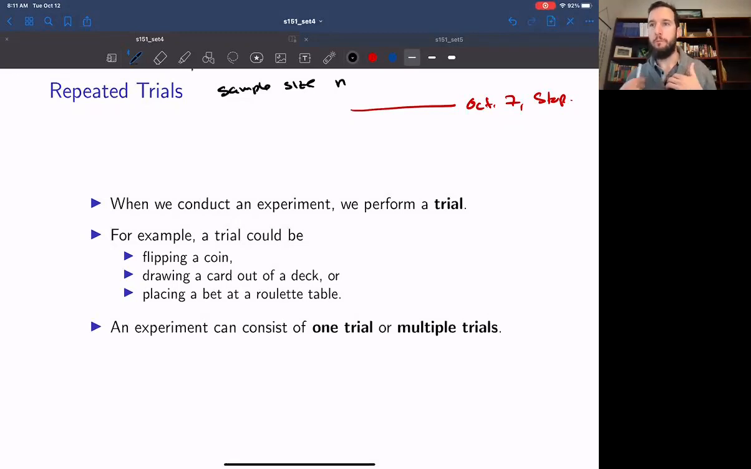Then let's say that you repeat that and you roll the die again, you've now performed 2 trials. And then let's say that you roll them again, you've now performed 3 trials. And then let's say that you roll 2 die 50 times, you've now performed 50 trials. Okay, so the definition of a trial is basically one outcome from the experiment, or performing the experiment one time.